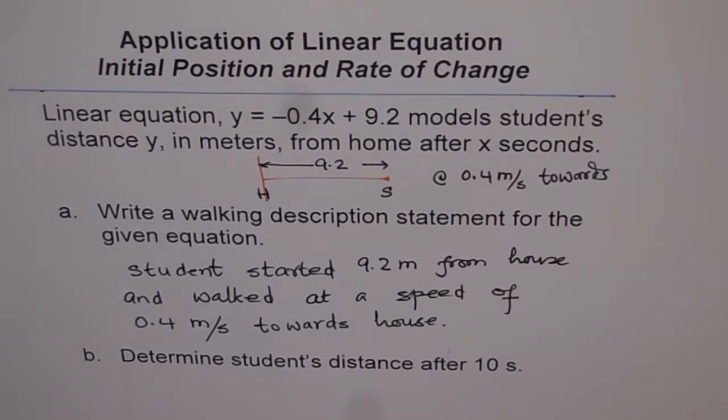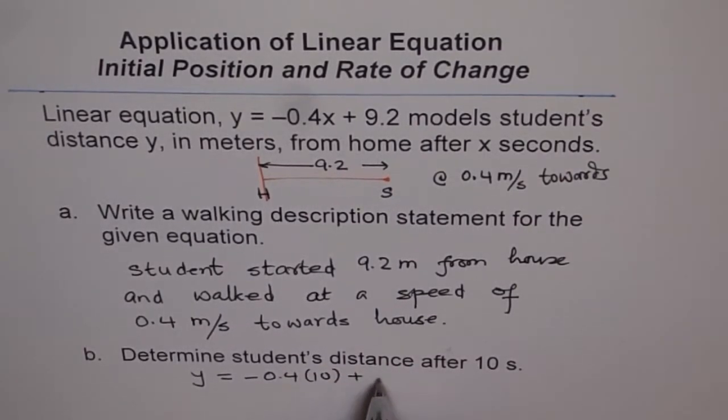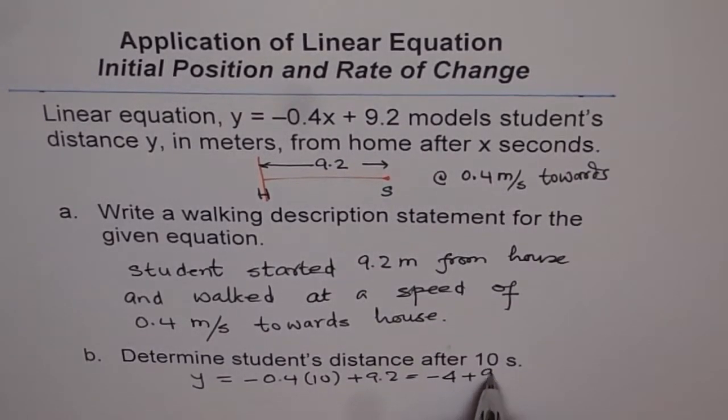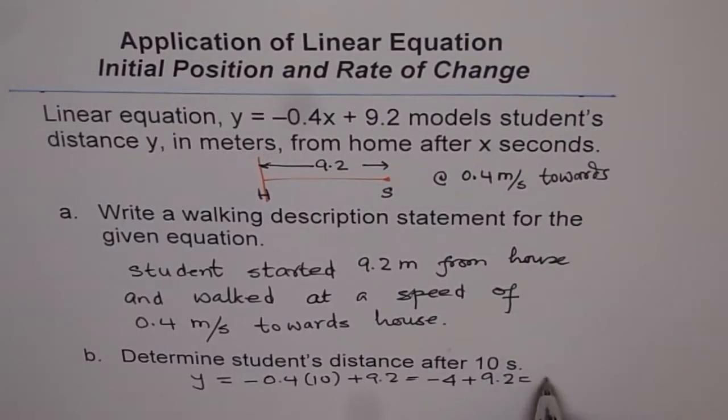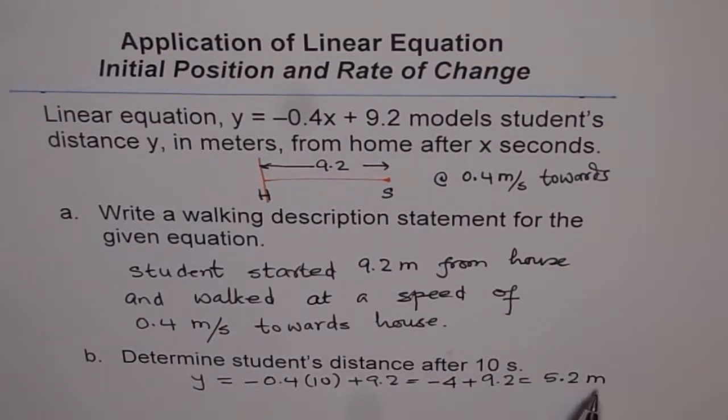Now let's go to part B. It says determine the student's distance after 10 seconds. So let's plug in 10 for x and calculate the value. So we get y equals minus 0.4 times 10 plus 9.2, right? Which is minus 4 plus 9.2, and that gives us 5.2 meters, correct? So the student is 5.2 meters away from home after 10 seconds. So that's what it means, correct?